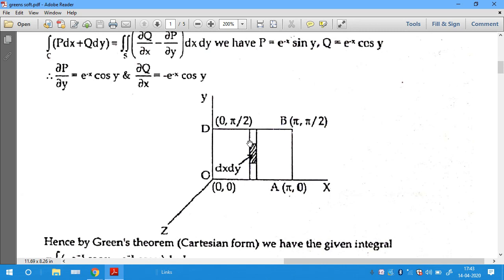Now to get the y limits, just take a strip drawn parallel to the y-axis. The lower part of the strip touches the x-axis. Here the y coordinate is 0, thus the lower limit of y is 0. The upper part of the strip touches the line BD, where the y value is pi by 2, so the upper limit of y is pi by 2. Thus the y limits are obtained: 0 to pi by 2.